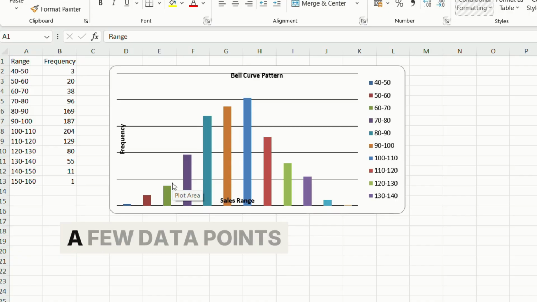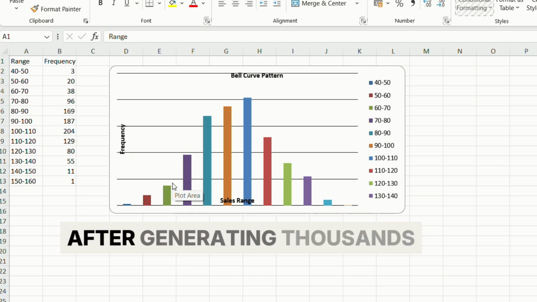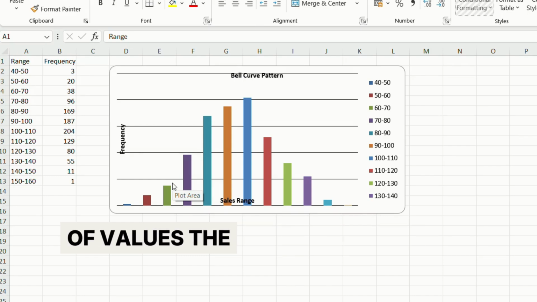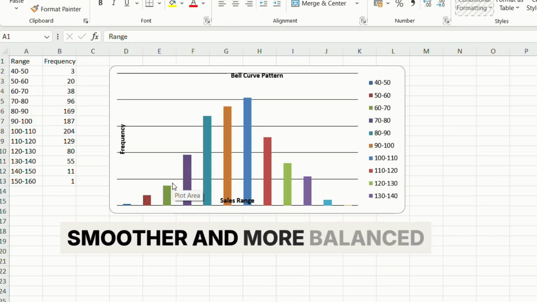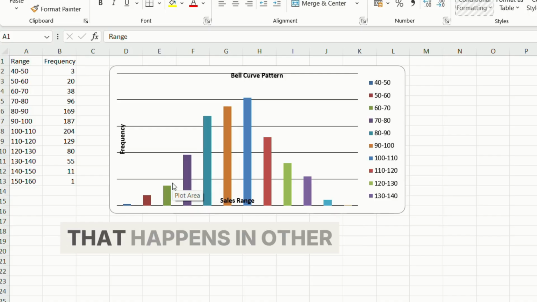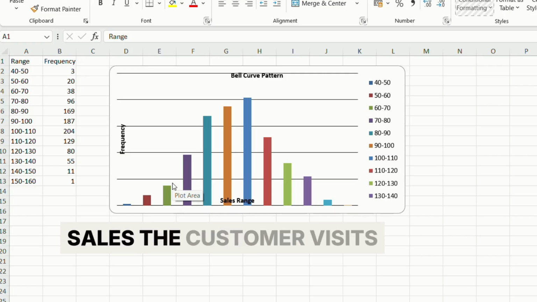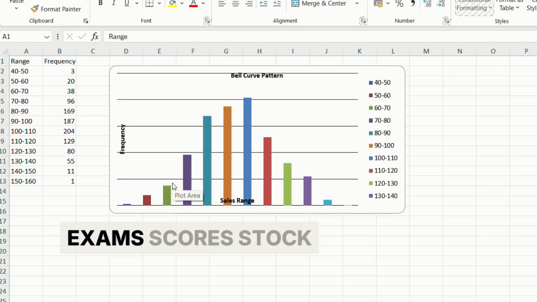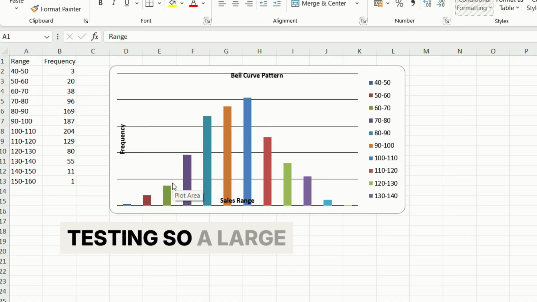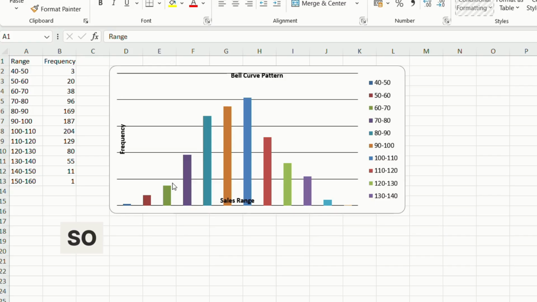When we used only a few data points, the chart looked random and uneven. But after generating thousands of values, the graph becomes smoother and more balanced. This is where the central limit theorem comes into action. The same happens in business sales, customer visits, exam scores, stock prices, and factory testing. A large amount of data usually reveals a predictable pattern.